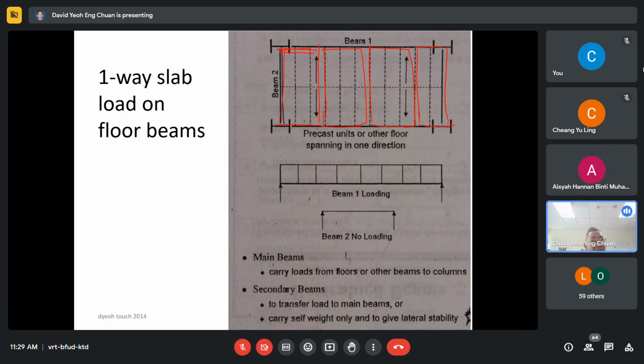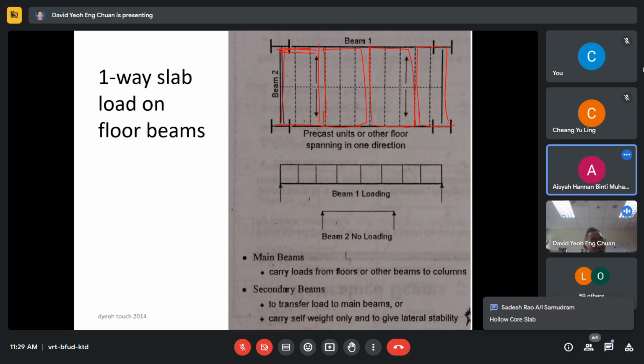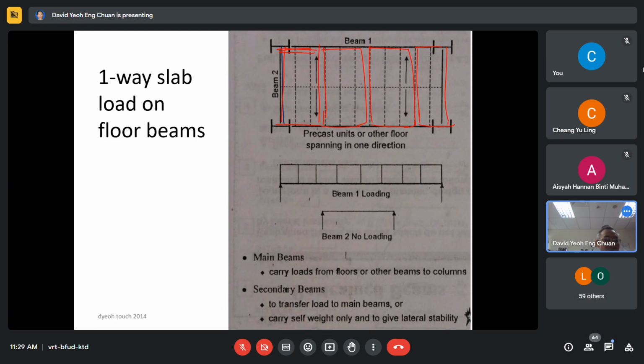Anyone else want to try? Rasha, you know? You don't know? I don't know. Okay, all right, Sadesh, hollow core slab. Okay, good. Sadesh, can you find a picture of it and share with the class?